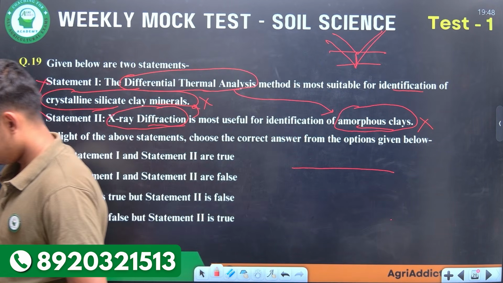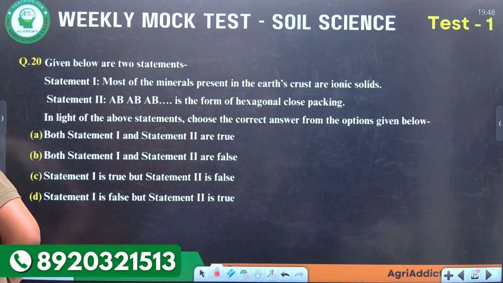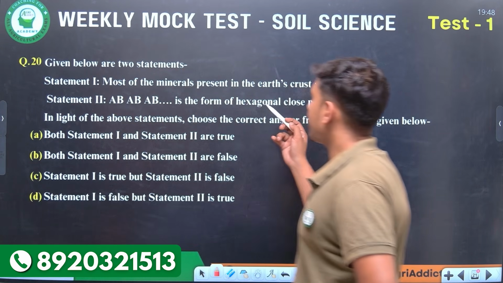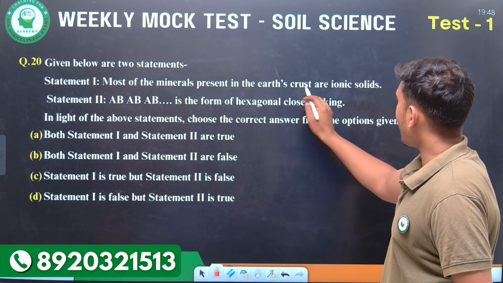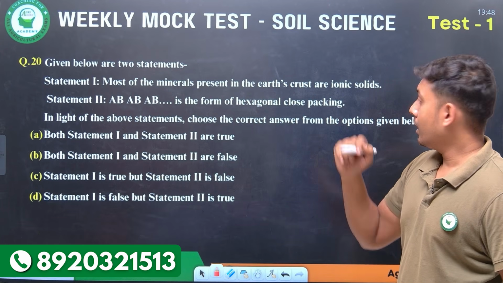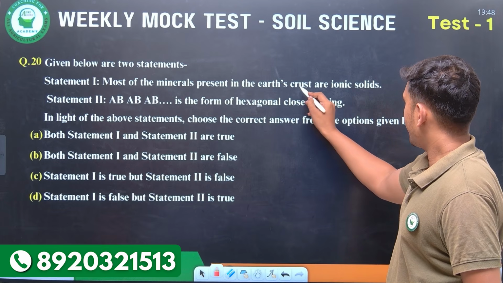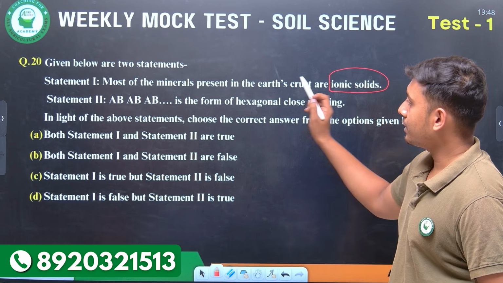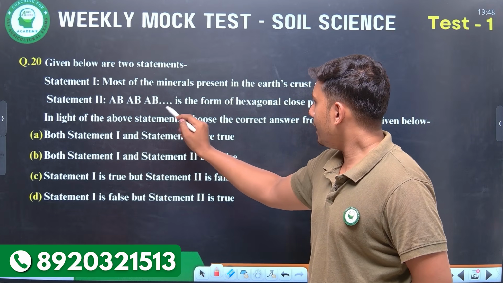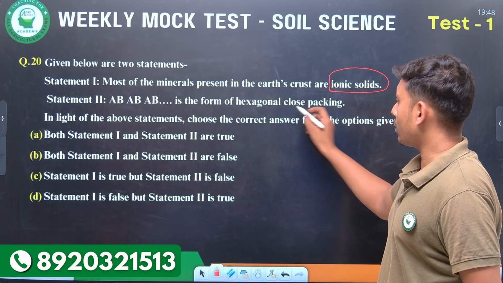Next comes question number 20, that is, given are two statements. Most of the minerals present in the earth crust are ionic solids. This is right. Most of the minerals are present as ionic solids, and AB is the form of hexagonal close packing. This is also right.